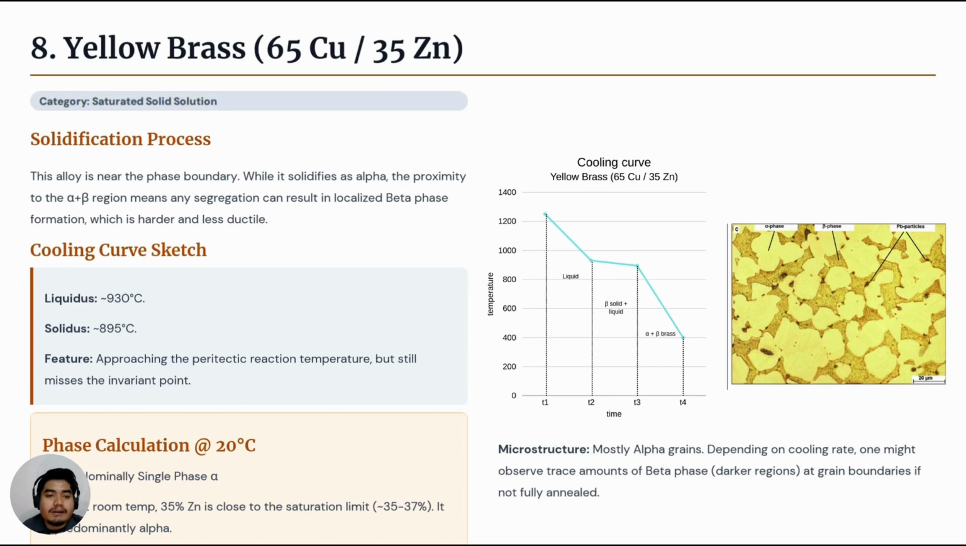Next is yellow brass, 65% copper, 35% zinc. This slide shows yellow brass, which has a composition of 65% copper and 35% zinc and lies very close to the alpha-beta phase boundary. It is classified as a saturated solid solution, meaning the zinc content is close to the maximum solubility limit of zinc in the alpha phase.